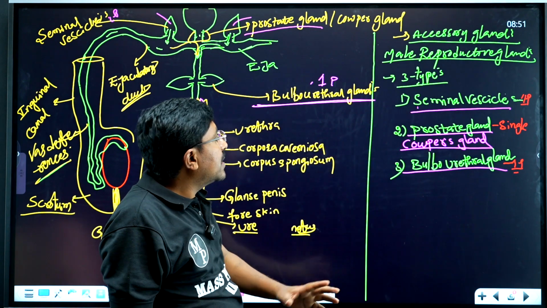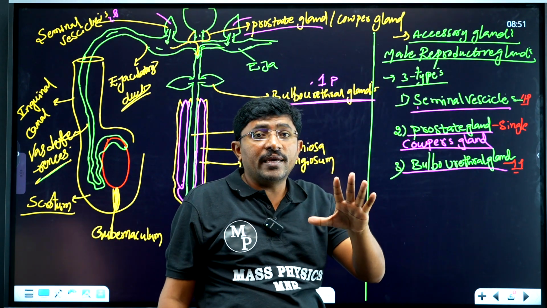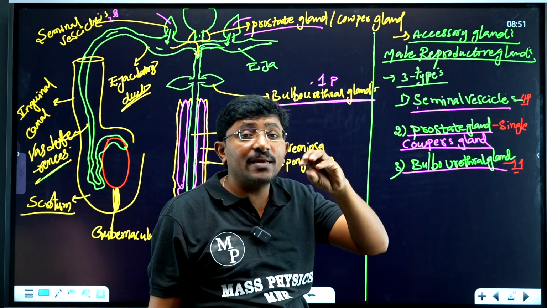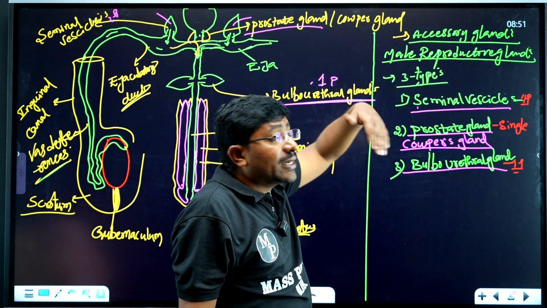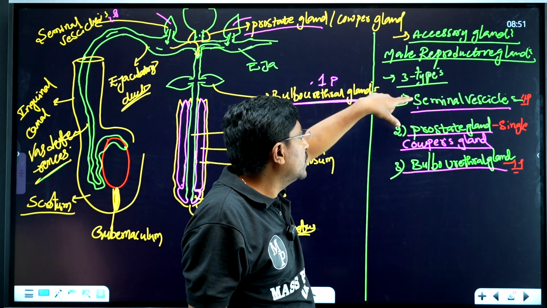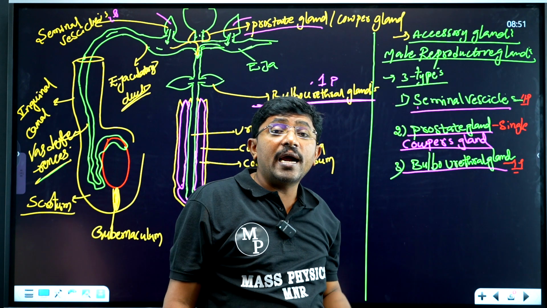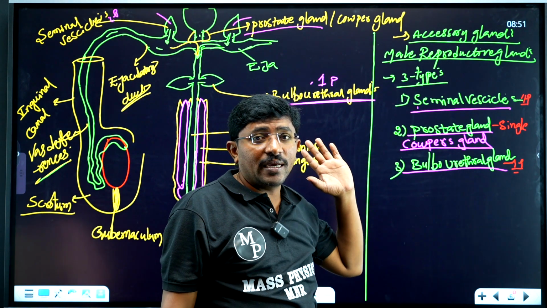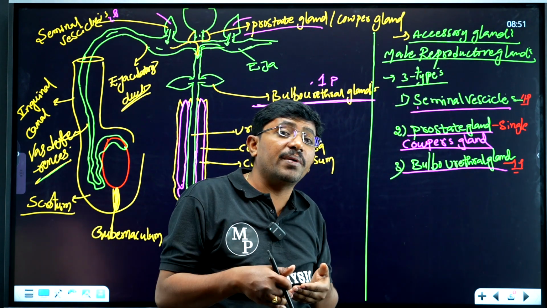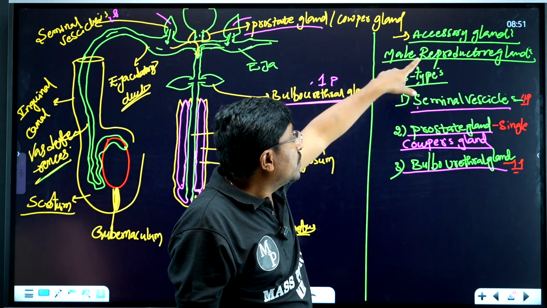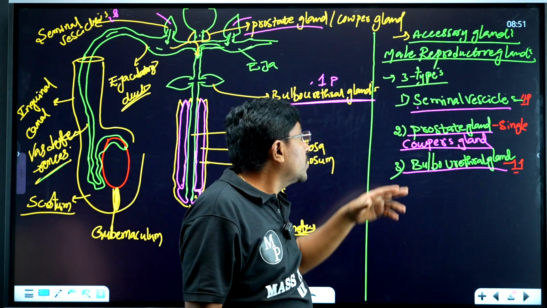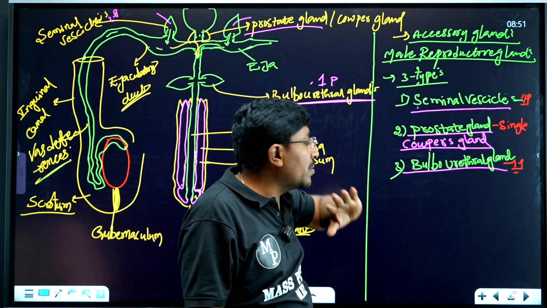Total three types of glands are there, and in number, five. That means two seminal vesicles, one prostate gland, and two bulbourethral glands: two, one, two, total five in number. And in types, total three. Unpaired male reproductive glands are only one type, the prostate gland. Paired glands are only the seminal vesicles and bulbourethral glands.